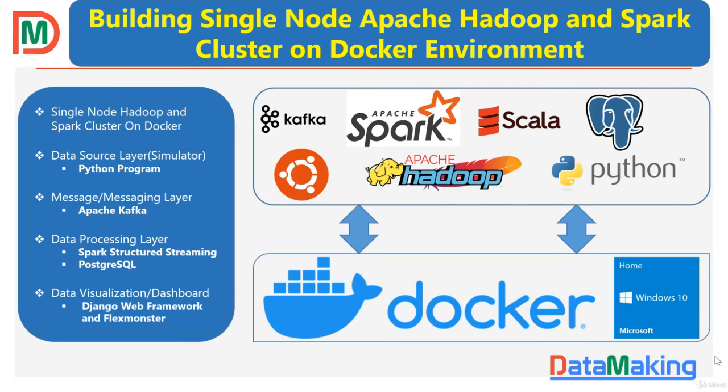In this section, we are going to build a single node Hadoop and Spark cluster on the Docker environment. In the last section, we created a single node Kafka cluster using Zookeeper on the Docker environment. Now in this section, we are going to focus on creating a Spark and Hadoop cluster using Docker.